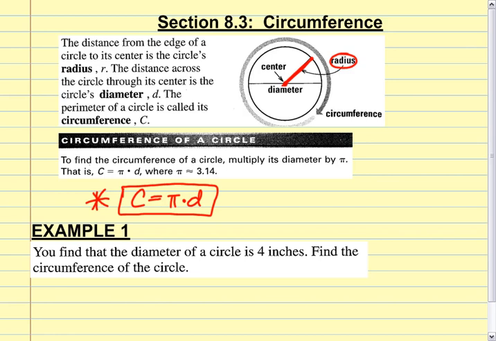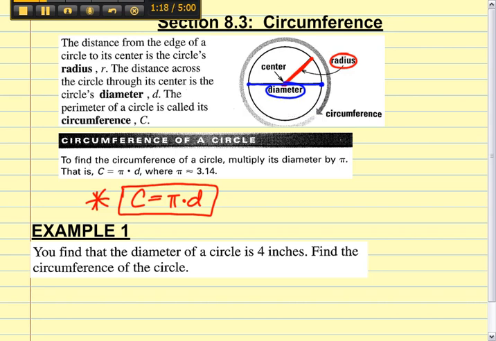The distance across the circle through its center is called the circle's diameter. I'll do that in a different color. Here is the distance across the circle through the center. That's called the diameter. Hey, why is this not the diameter? That second blue line that I drew, why is that not the diameter? Vivian? It doesn't go through the center. Okay? So it's not the diameter. Let me get rid of that. There we go. All right.